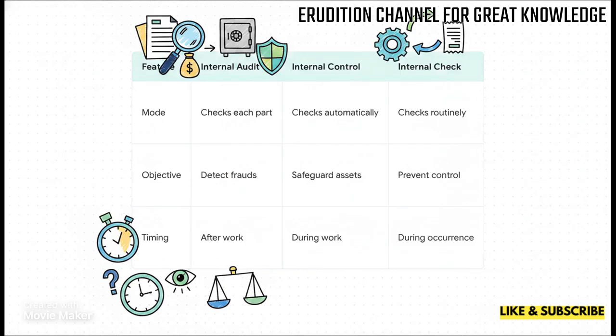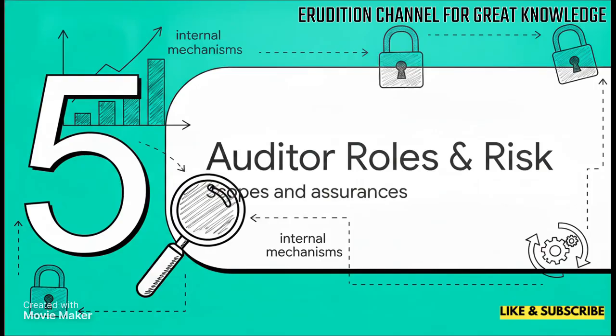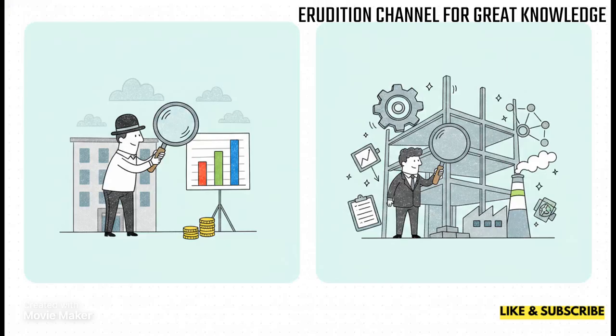And lastly, point of time. Internal check is continuous, happening during the transaction. Internal audit is basically a postmortem. It happens after the fact. Let's bring it all home with Section 5, Auditor Roles and Risk. A big takeaway here is understanding the scope of different types of auditors.